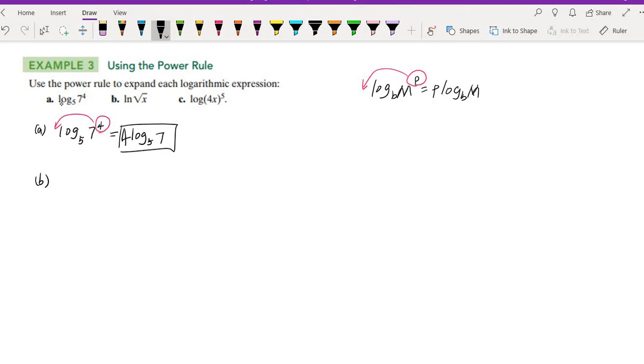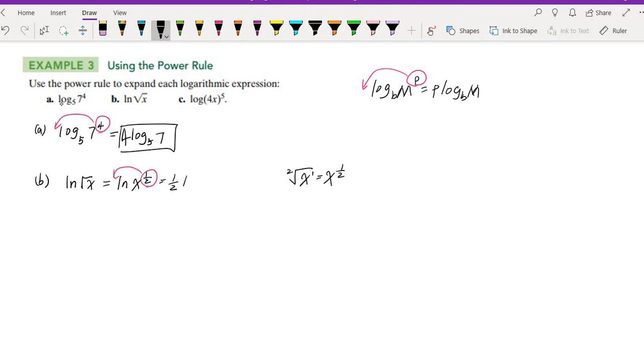Look at part B, we have natural log of the square root of x. The square root of x, I can actually write as x to the 1/2 power. Hopefully you can remember, or you can think here we have 1, outside we have an invisible 2. That's why you're going to have x to the 1/2 power. So I'm going to rewrite this as x to the 1/2 power. And now we can use the power rule, bring this to the front.